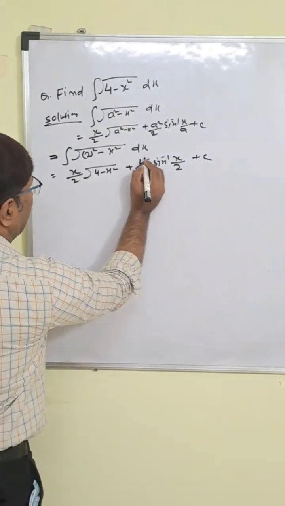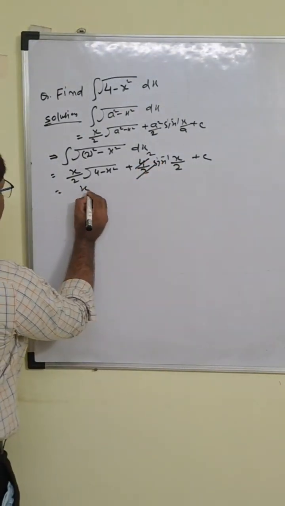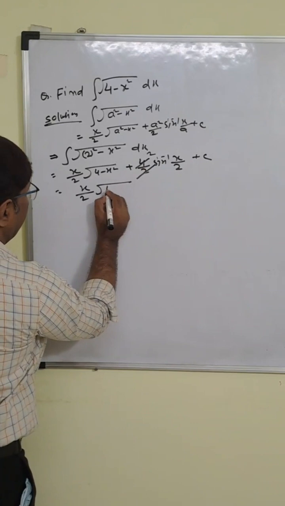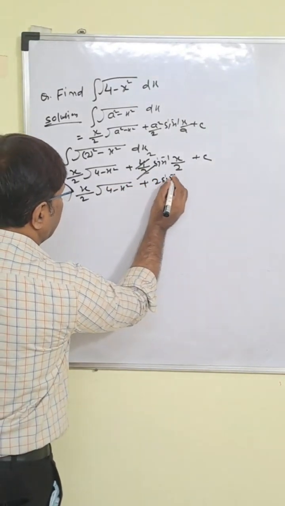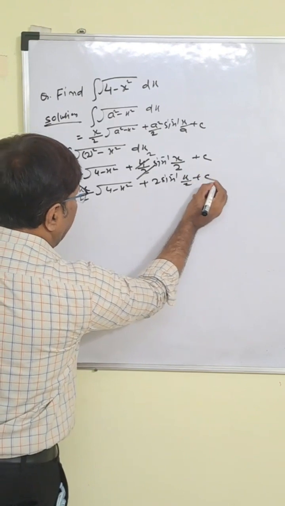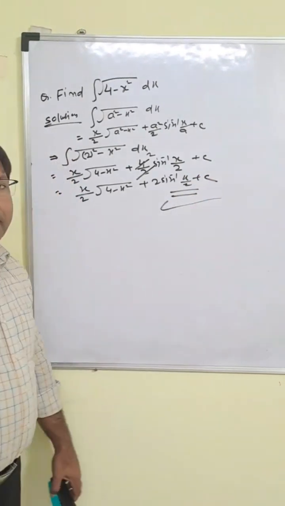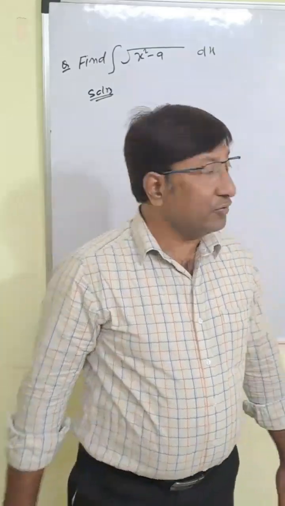So this 2 and 2 cancel. So we will get x by 2 root under 4 minus x square plus 2 sine inverse x by 2 plus c. This is our correct answer. Let us see the next question.